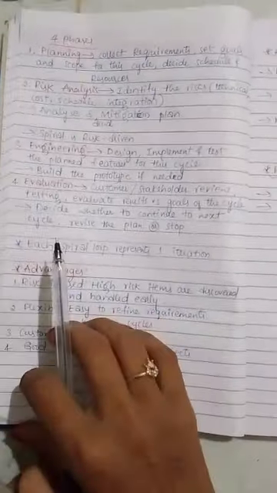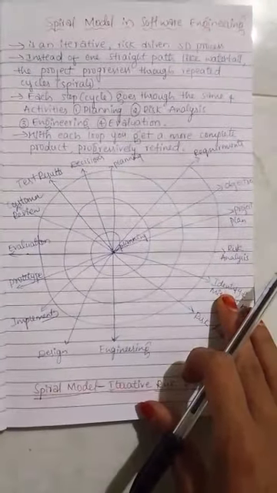If you follow these steps and phases properly, then you can get full marks in the spiral model easily.